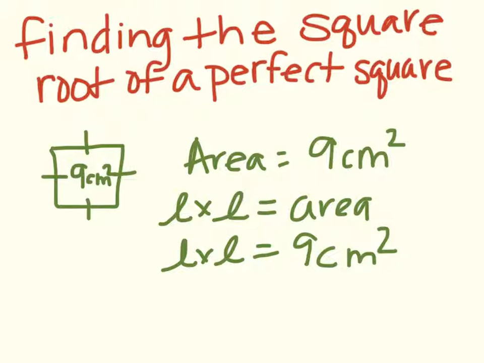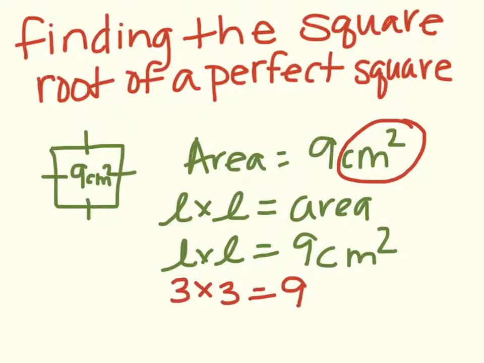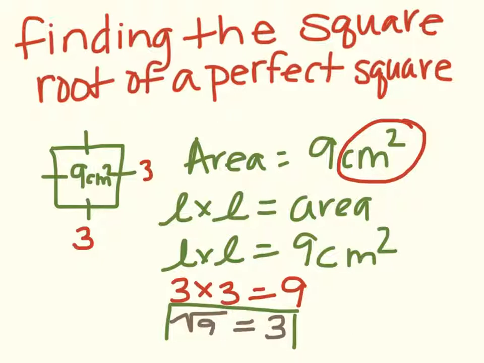Please note that you read this centimeters to the second power as square centimeters or centimeters squared. So recalling your basic multiplication facts, you know that 3 times 3 equals 9. So the length of each side must be 3 centimeters. So in this example, 3 is called the square root of 9, because 3 times 3 equals 9. So we write this as the square root, it gets this really cool symbol, of 9 equals 3. This number sentence is read as the square root of 9 equals 3.